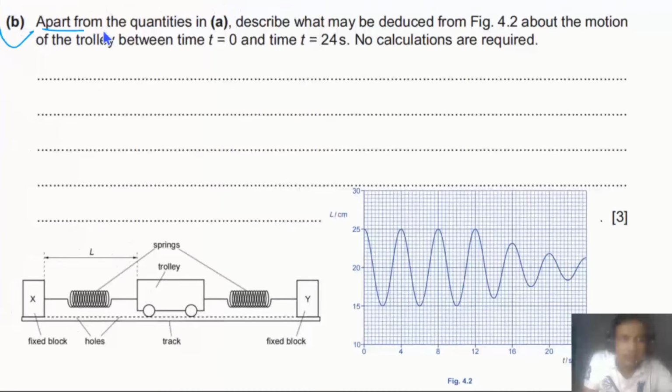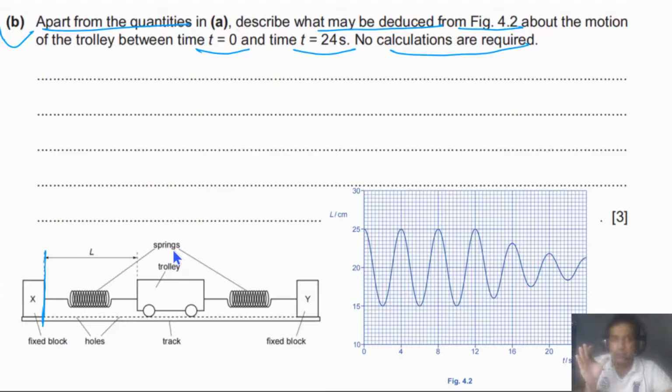Part B says, apart from the quantities in A, describe what may be deduced from figure 4.2 about the motion of the trolley between time t equals 0 and t equals 24 seconds. No calculations are required. So if you look at this given system, in this case, L is measured from this spot X. So if the trolley is moving to the right, L will increase. And if the trolley is moving to the left, L will decrease.